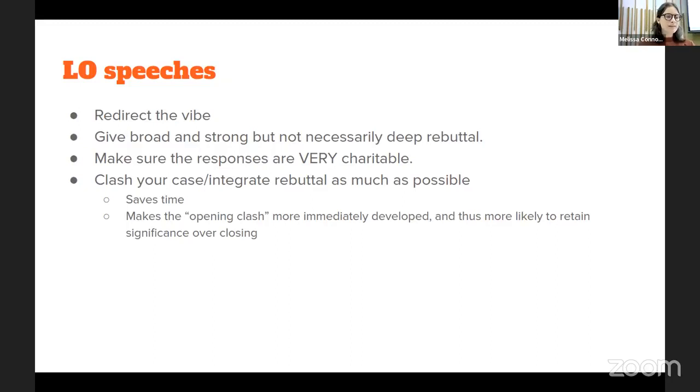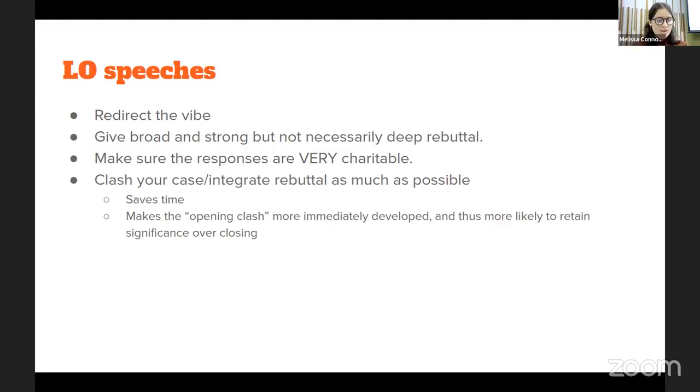The last thing specifically to LO is to try to do as much integration of rebuttal as possible. You really don't want to have a separate rebuttal section and then a substantive case, because you've done all this work redirecting the vibe, and then you go straight back to the PM speech and give all this short, sharp, strong but not deep rebuttal, and then move on to your case. You're disrupting the flow, and you have less time to do your substantive speech because you inevitably run over time at the beginning of your speech.